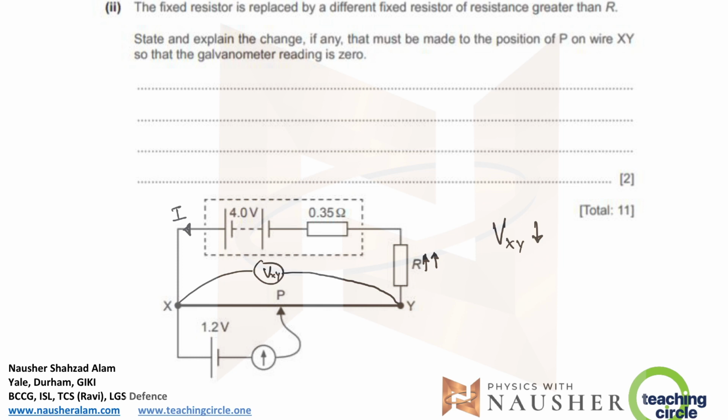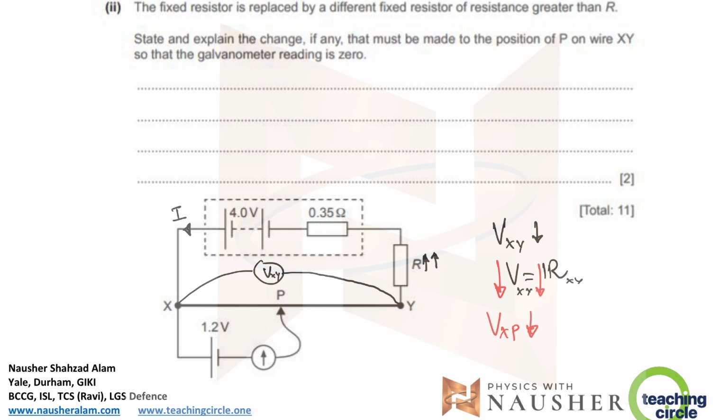Why will voltage XY decrease? Because V is equal to IR, right? We're talking of XY, so you have to talk of resistance XY. Resistance XY, the length, the cross-sectional area, that hasn't changed. However, because the current in the wire has decreased, voltage XY has decreased, right? That means that voltage XP has also decreased.